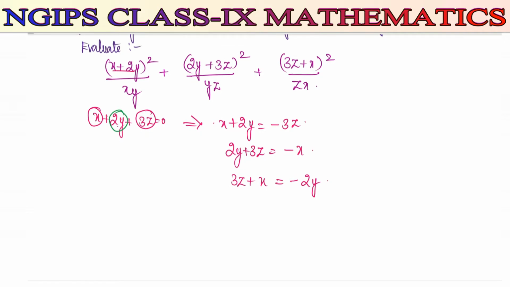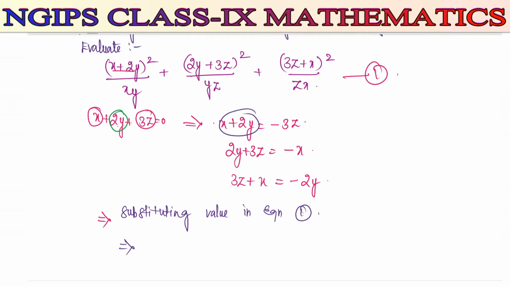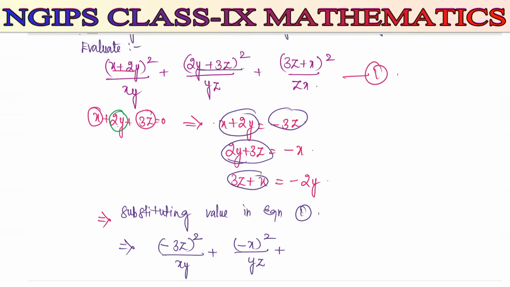Okay, in the expression, I am going to substitute the values. In the first expression, substituting values in equation 1: in the place of x plus 2y, we are going to substitute minus 3z whole square divided by xy, plus, in the place of 2y plus 3z, I am going to substitute minus x whole square divided by yz, plus, in the place of 3z plus x, I am going to substitute minus 2y whole square divided by zx.